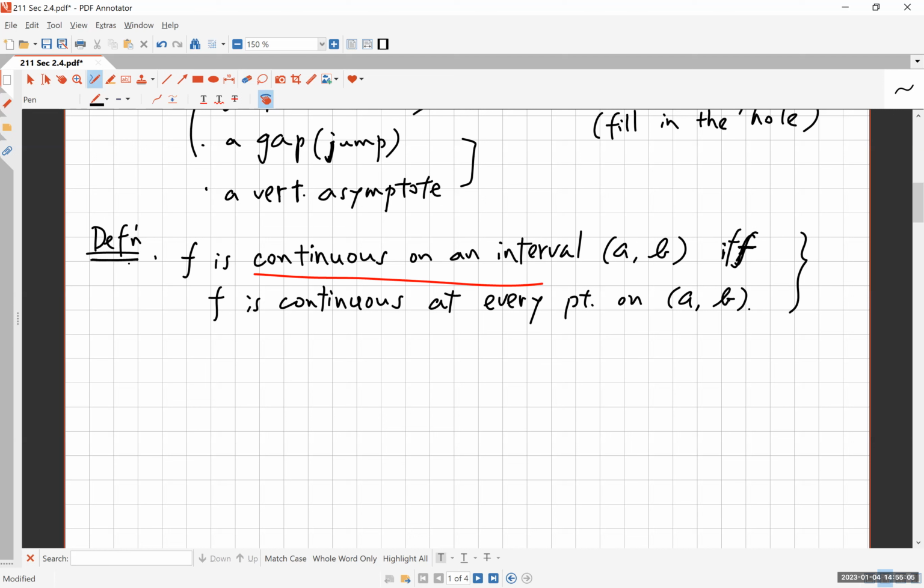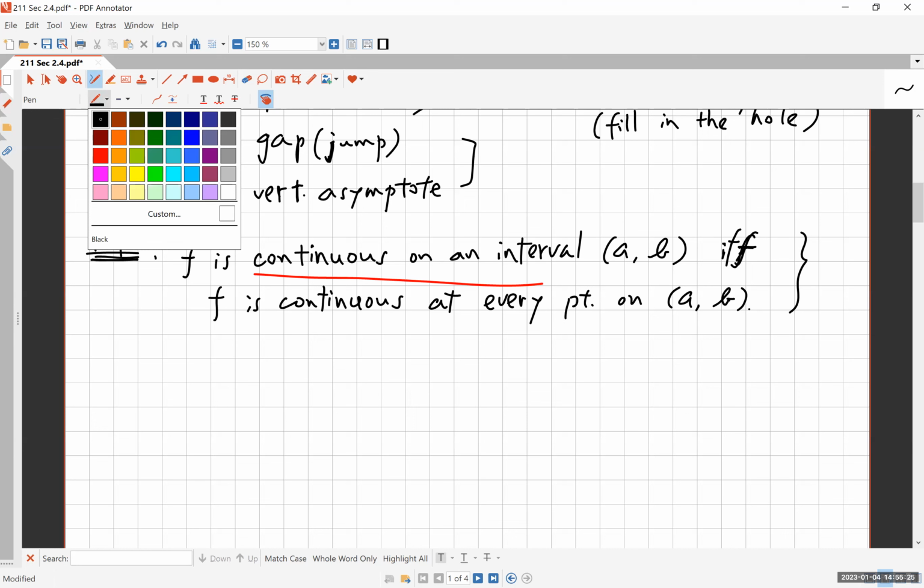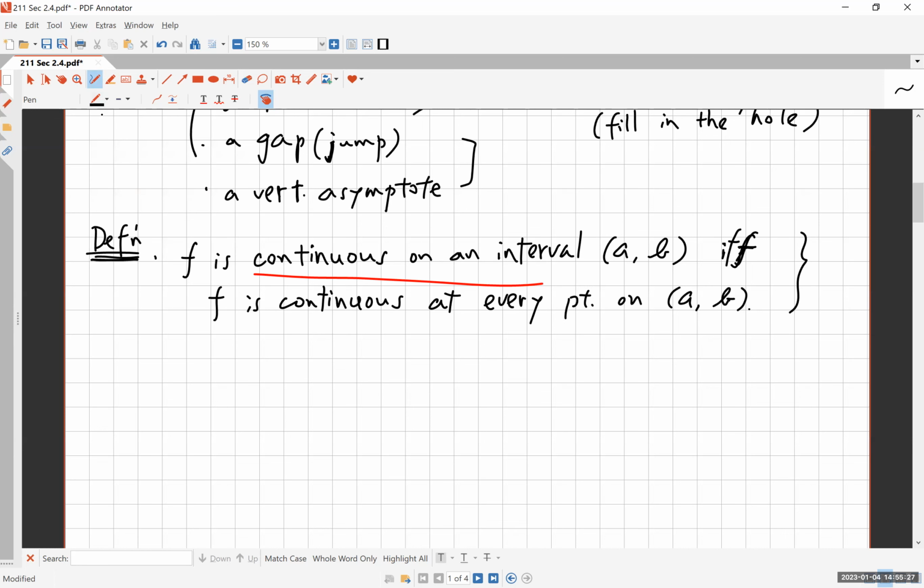First I gave you the definition of a continuous function at a point. And now we have just defined what it means for the function to be continuous on an interval. Basically, it just means it's continuous at every point on that interval. All right, so that's an easy to understand definition. And I'm going to give you some examples. There are lots of examples.